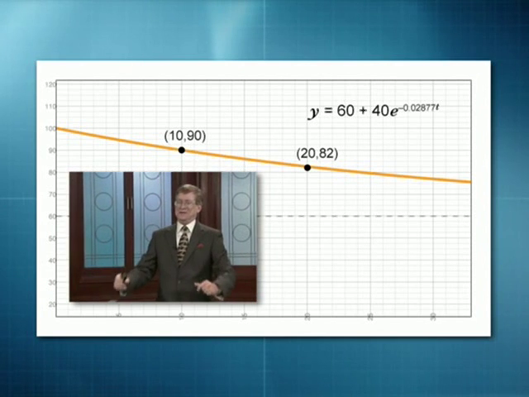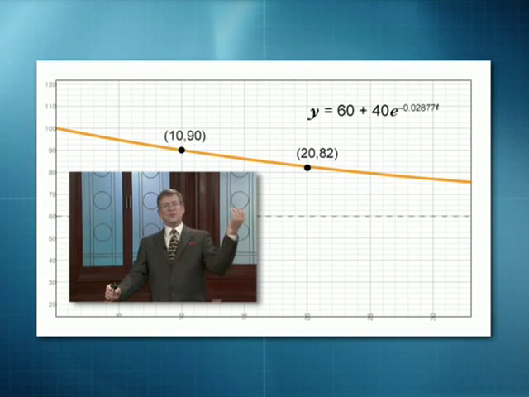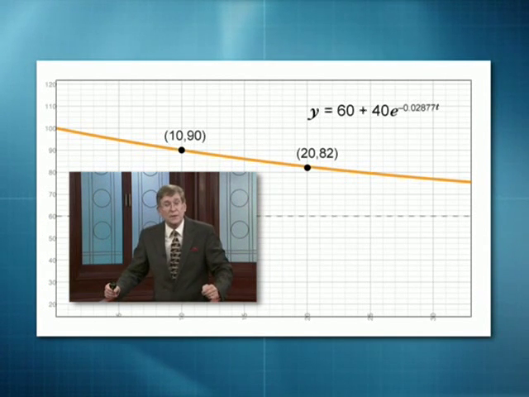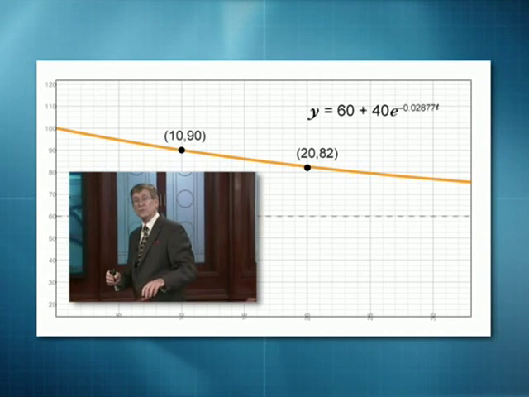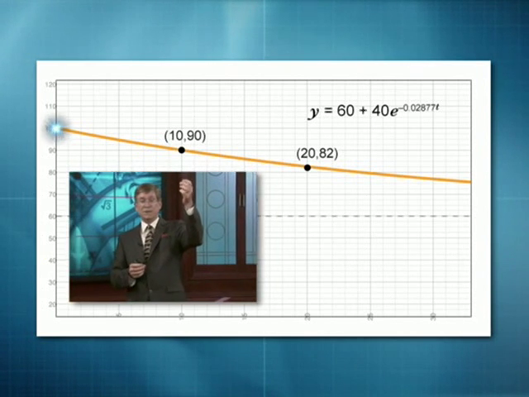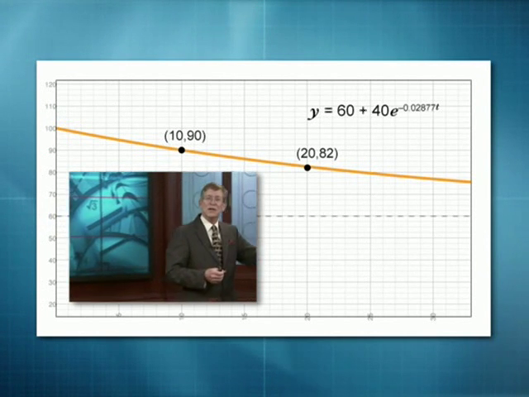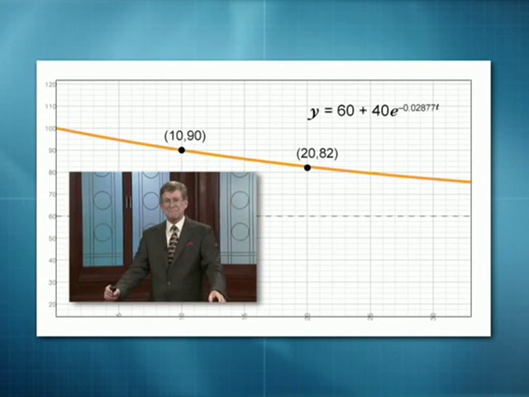What's that 60 mean? Well, that's the temperature of the surrounding room. When I lectured that day, it was cold. It must have been wintertime. And it was 60 degrees in the room. So the coffee cooled from 100 degrees and got closer and closer to 60 degrees, obeying Newton's law of cooling.